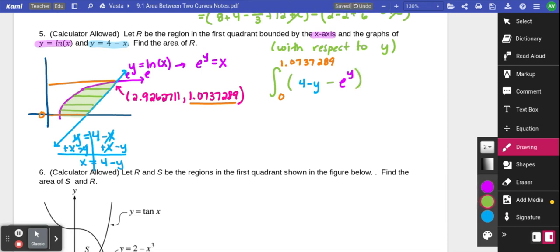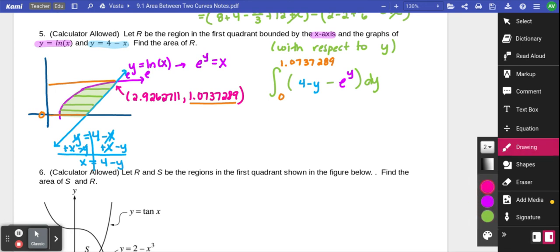Now again, you'll notice there are y's everywhere. There's y values for the bounds. There's y values for the variable. We have a dy at the end. Everything is in terms of y because there's a right and a left instead of a top and a bottom equation here. Now here's the good news.